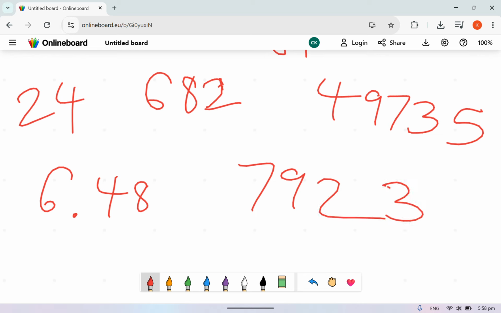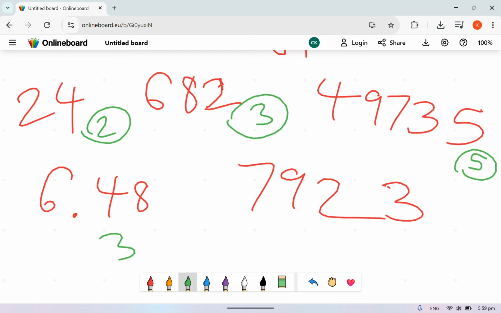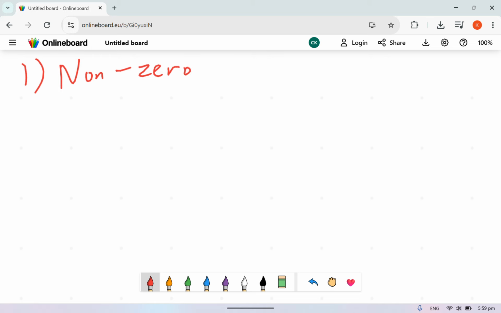How many significant figures does each of these have? 2, 3, 5, 3, 4. It's pretty easy to understand, right? As long as it's not 0, it's significant. Even if there's some other stuff like decimal points, it is still counted. That's rule number 1. So today we're gonna be gathering some rules, okay? Rule number 1 is non-zero digits are significant.